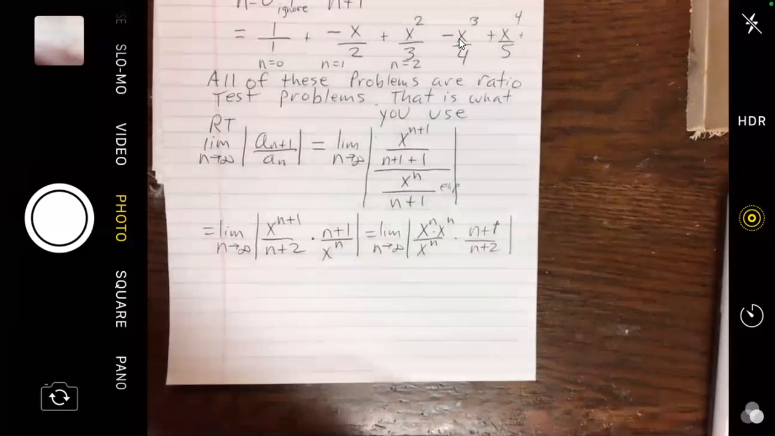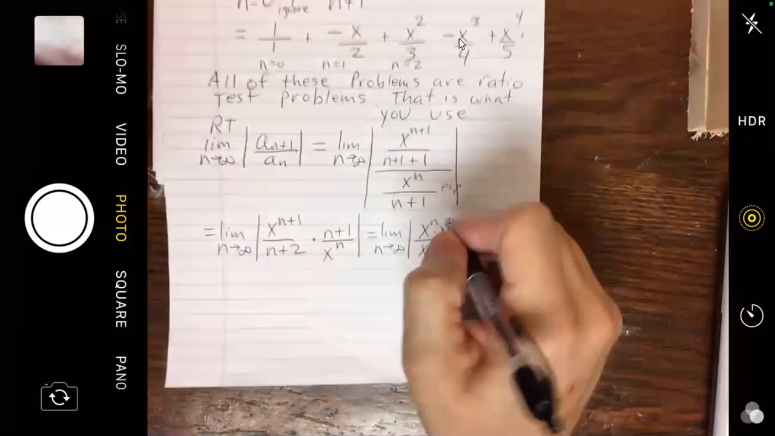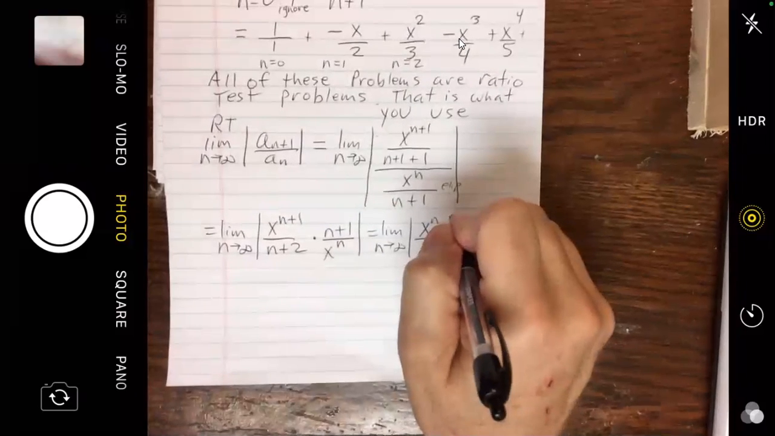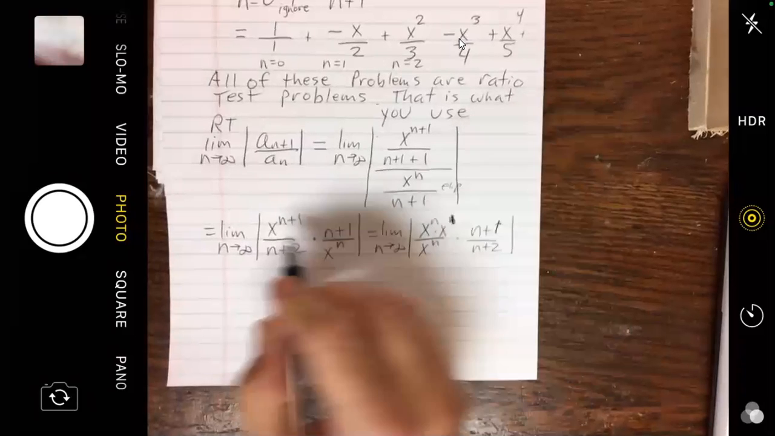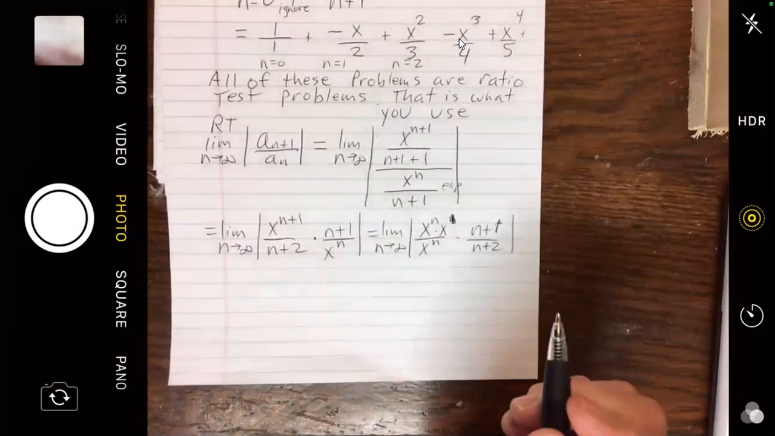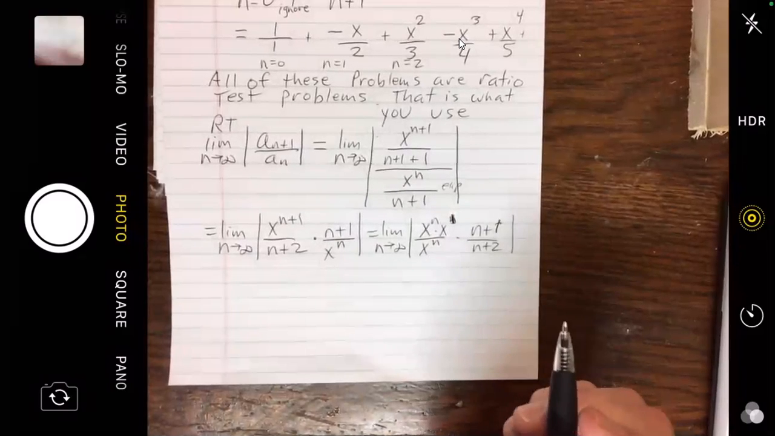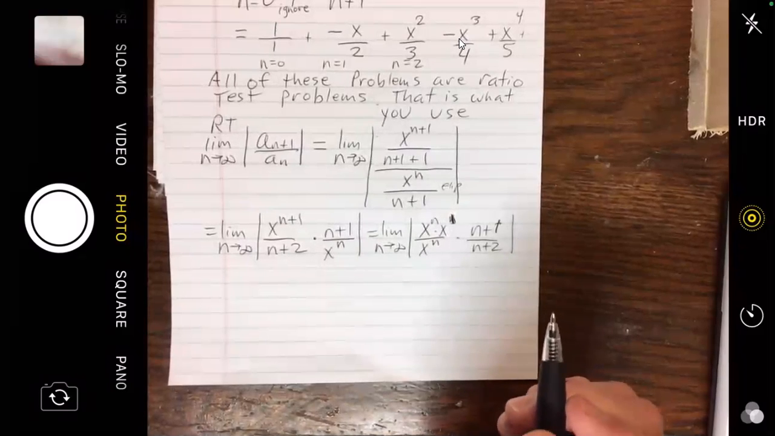Are we losing anybody? That's an x to the 1, my fault. Tough enough without me screwing up. It's x to the n times x to the 1. Are we losing anybody? Nope.